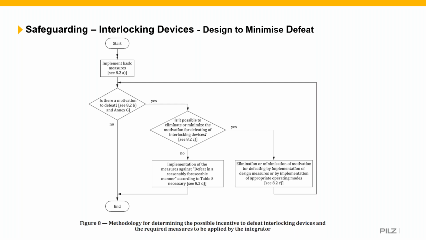If we look at figure 8 that you can see on the screen here from the standard, it talks about the measures we have available to us that we can use to avoid manipulation, and how do we actually decide if we need to do it? So is there a motivation to defeat? Is it possible to eliminate it? Can we get around it? What can we do to stop people manipulating it? There are a lot of considerations when choosing the device that we're going to use on the guard, depending on the type and everything else that we select for it.